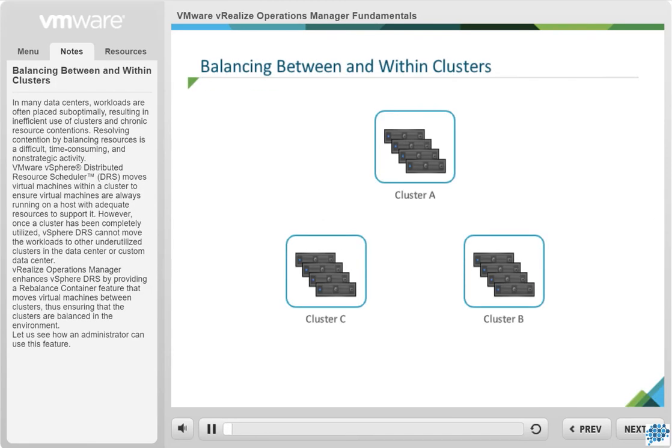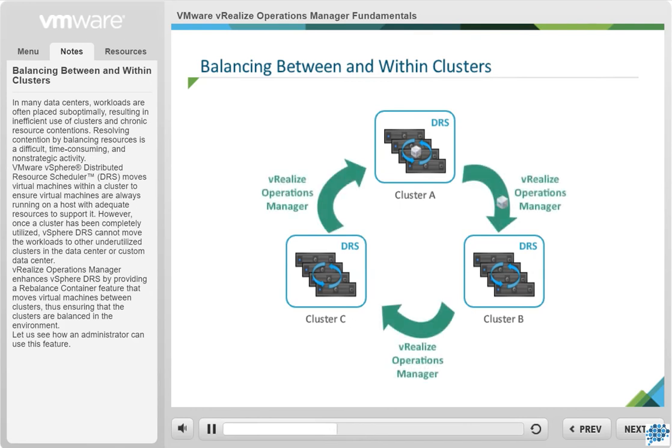In many data centers, workloads are often placed suboptimally, resulting in inefficient use of clusters and chronic resource contentions. Resolving contention by balancing resources is a difficult, time-consuming, and non-strategic activity. VMware vSphere Distributed Resource Scheduler, or DRS, moves virtual machines within a cluster to ensure virtual machines are always running on a host with adequate resources to support it.